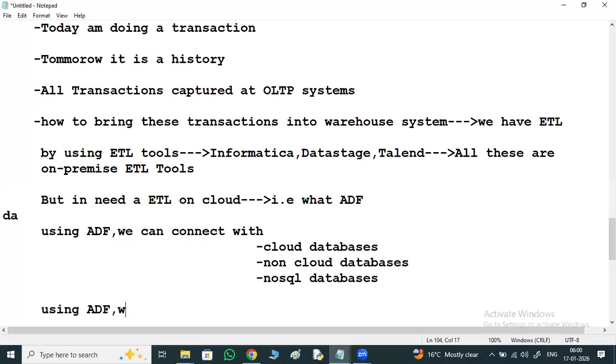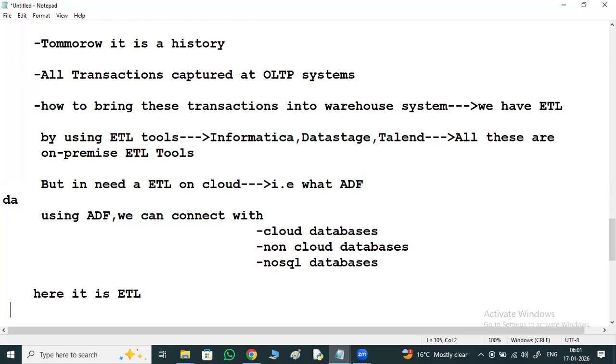Using ADF, we can extract data and pump data into the data lake or Synapse and perform transformations. Here it is ETL, but our working style is ELT.